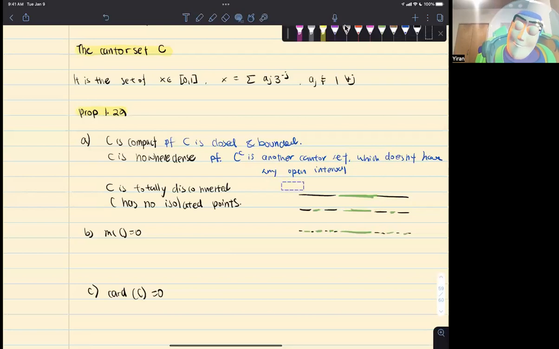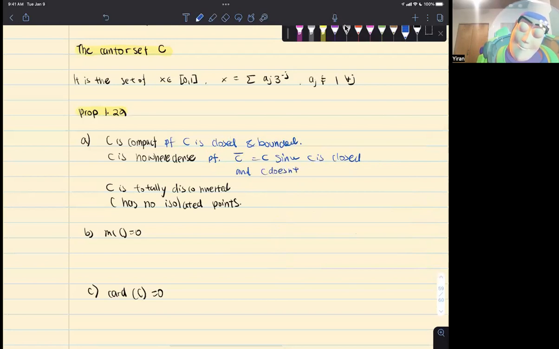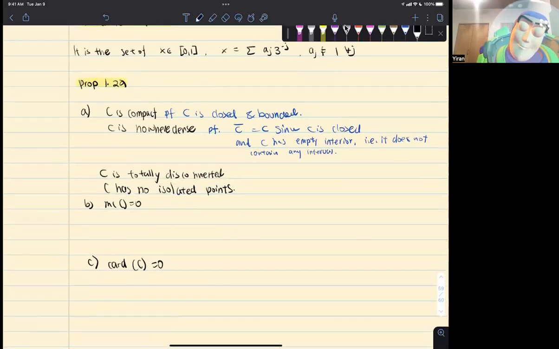Oh, I'm sorry, I said it wrong. So C is nowhere dense. That means the closure of C is C, since C is closed, and C has empty interior, i.e. it does not contain any interval. Okay. And then C is totally disconnected. How to show this?